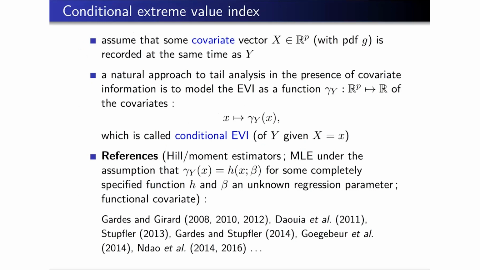Now, here I assume that I observe Y, which is my variable of interest, and X, which is the covariate. Here I suppose that it is in the set R^p with PDF f. So the objective is to estimate what we call the extreme value index. But this extreme value index should depend on the realization of X, right? So gamma(x) is a function, and the objective is to estimate this function. Here I gave some references from the literature.